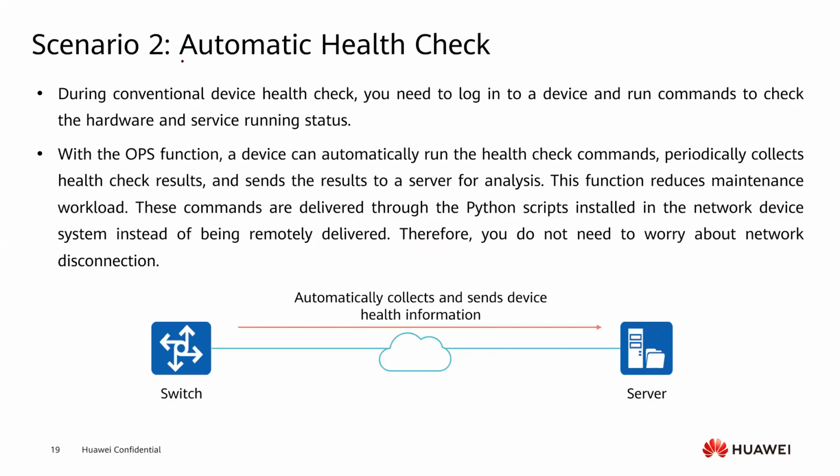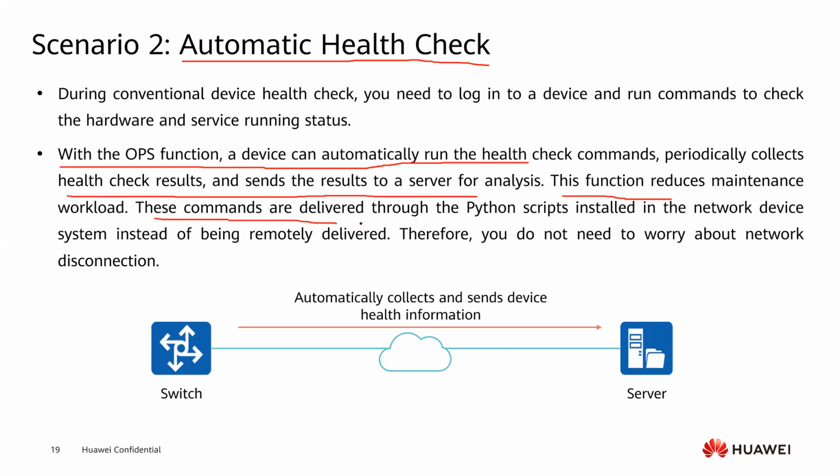Let's see scenario two, automatic health check. With the OPS function, a device can automatically run the health check command, periodically collect the health check results, and send the results to a server for analysis. This function reduces maintenance workload. The command is delivered through the Python script installed in the network device system instead of being remotely delivered, so you don't need to worry about network disconnection.